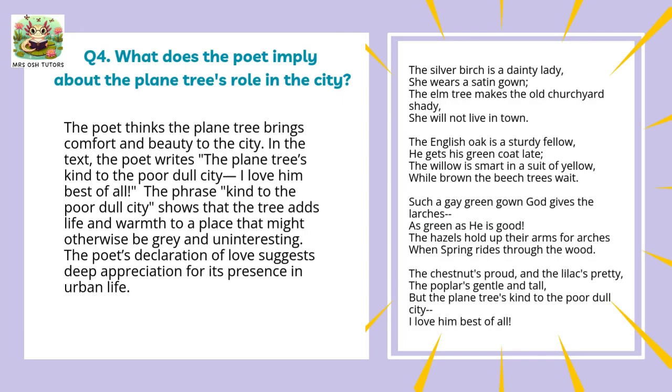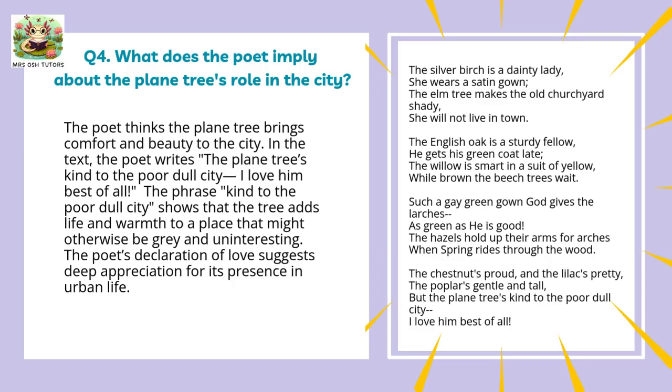The poet thinks the plane tree brings comfort and beauty to the city. In the text, the poet writes, "The plane tree's kind to the poor dull city. I love him best of all." The phrase "kind to the poor dull city" shows that the tree adds life and warmth to a place that might otherwise be grey and uninteresting. The poet's declaration of love suggests deep appreciation for its presence in urban life.